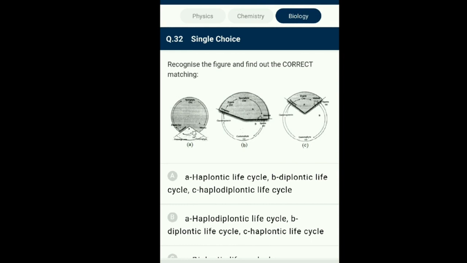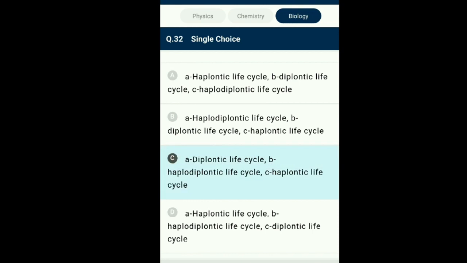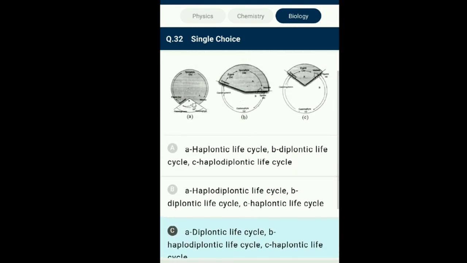In the haplodiplontic life cycle, both these stages have nearly equal duration and none of them is dominant. The gametophyte is represented as independent, autotrophic, and haploid, whereas the sporophyte is independent, autotrophic, and diploid. Pteridophytes show this life cycle. So the correctly matching option is option C. In the given diagrammatic representation, A represents the diplontic life cycle, B represents the haplodiplontic life cycle, C represents the haplontic life cycle.